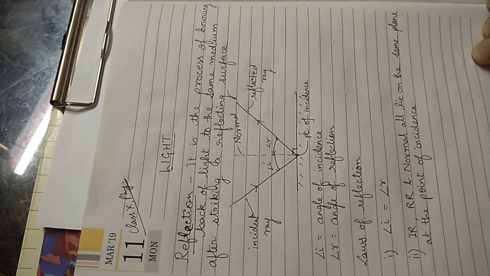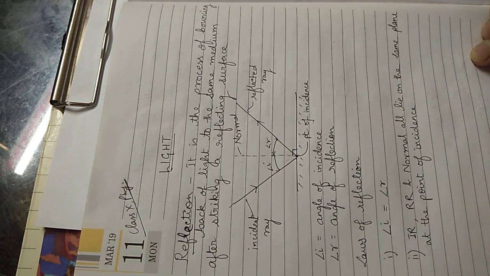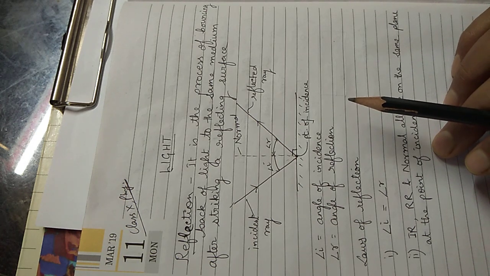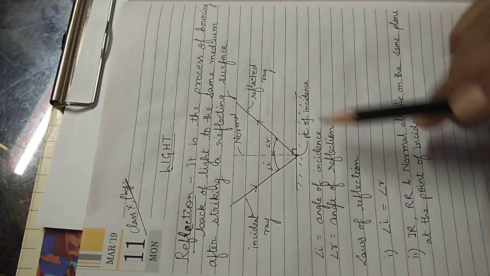Students, this is the first part of the light chapter of class 10. In this chapter, we'll be discussing two phenomena: one is the process of reflection, and the other is the phenomenon of refraction. So we begin with reflection.